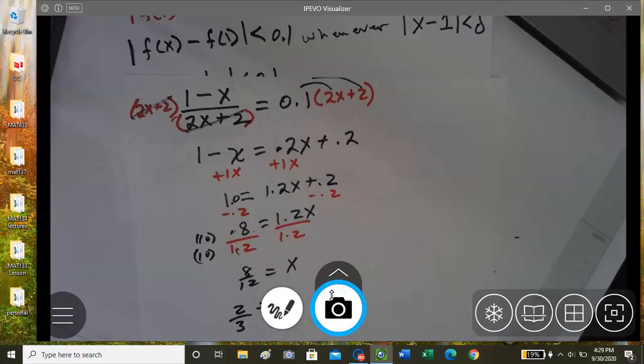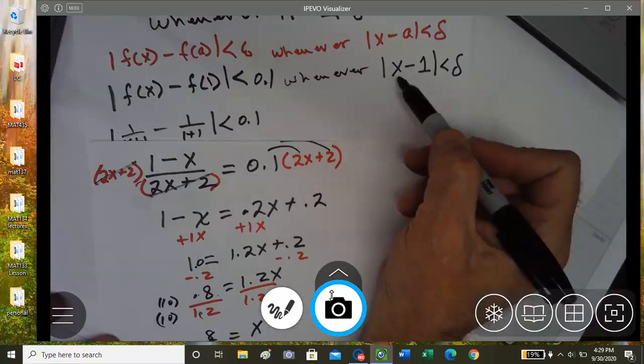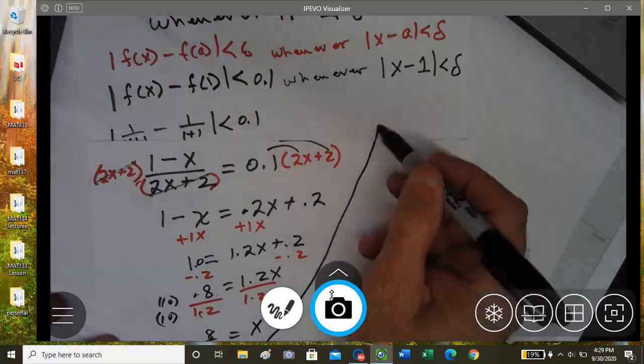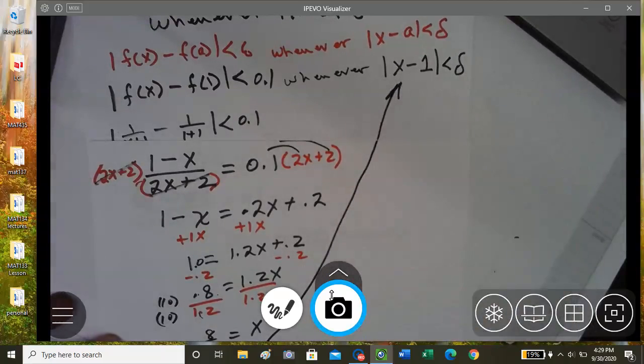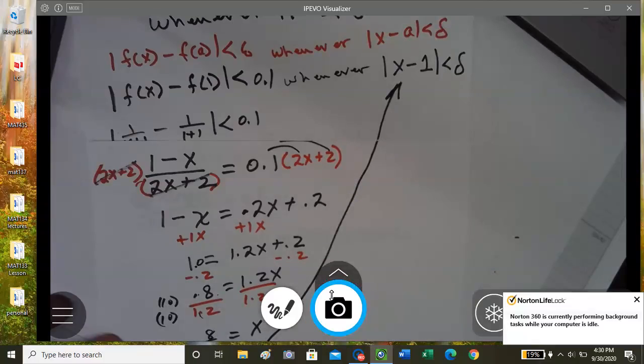So from that, we can plug that into this x here. So this x goes into that. So now we're ready to plug that in to find our delta. So this will be the absolute value of 2/3 minus 1, which would be 3 over 3, and that's less than delta.